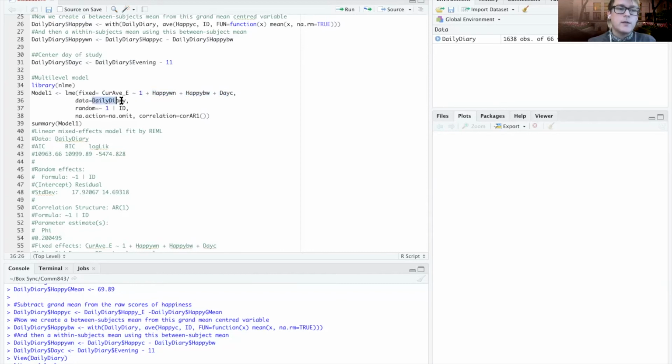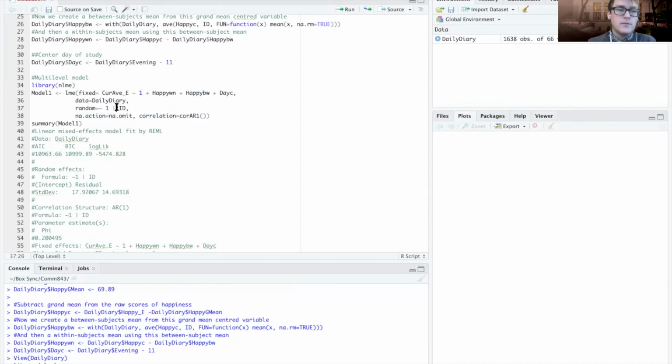So that's the main part of it. We're telling OR what data we want it to use, so we want it to use our daily diary data. And then here is where we specify random intercepts and random slopes. For this first model, I'm just specifying a random intercept, so I'm allowing people to have different average values of curiosity. And then I'm telling OR how to deal with missing data. And this is where I'm specifying the AR1, the autocorrelated residuals that we also talked about in the presentation.